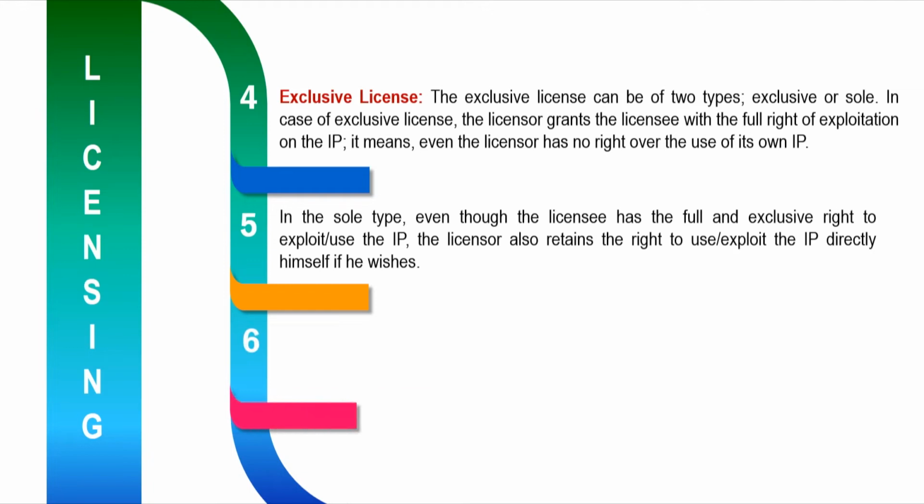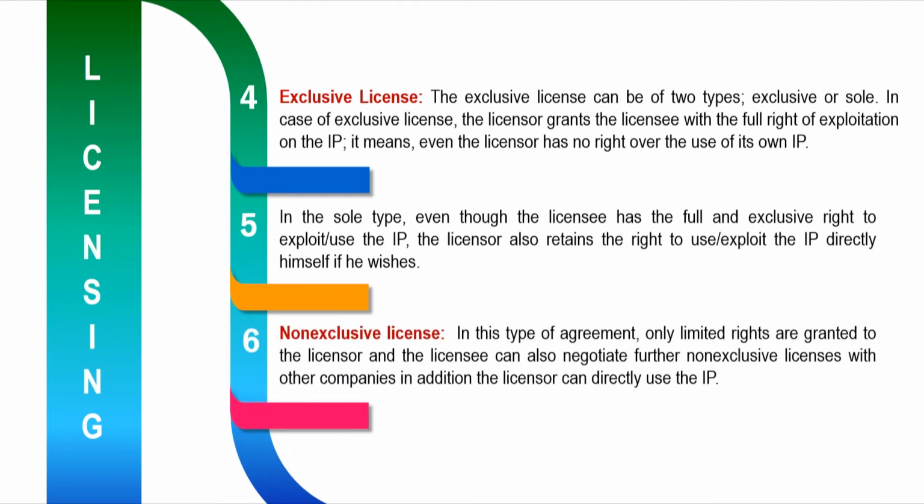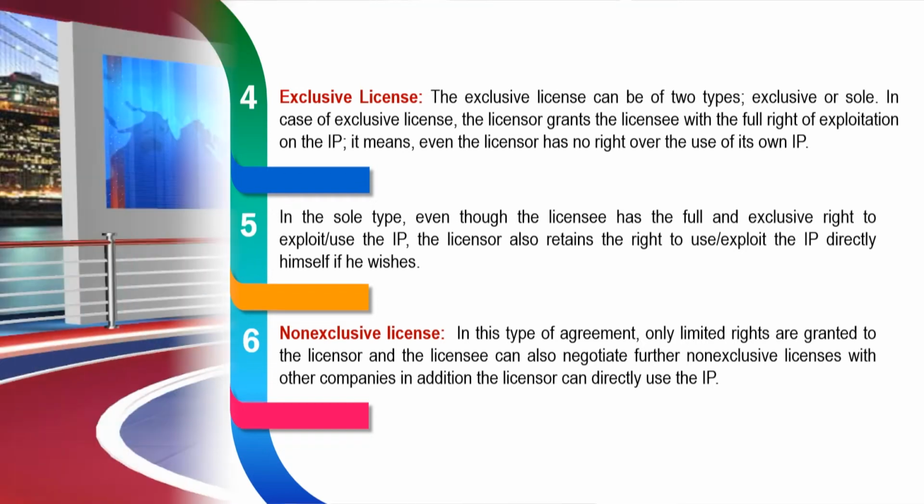The second type of license is the non-exclusive license. In this type of agreement, only limited rights are granted to the licensee, and the licensor can also negotiate further non-exclusive licenses with other companies. In addition, the licensor can also directly use the IP. So, this is the non-exclusive type of license.